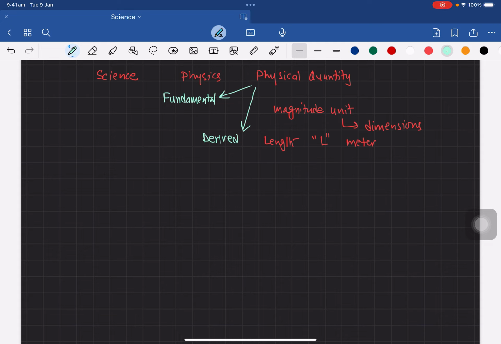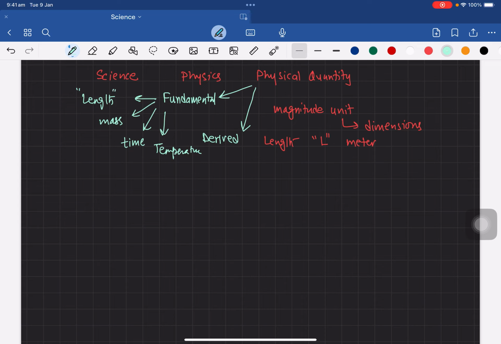Now, fundamental physical quantities are those quantities which are defined fundamentally, like they have their origin in themselves. You can see how long something is with a ruler. You can measure its length, weight, mass, time, temperature, etc., right?